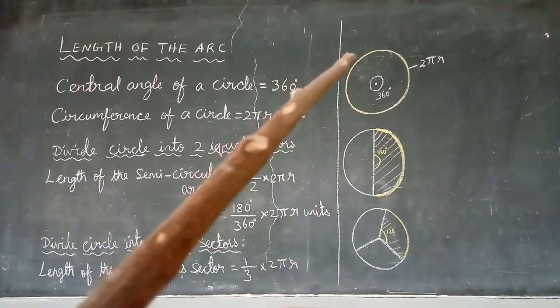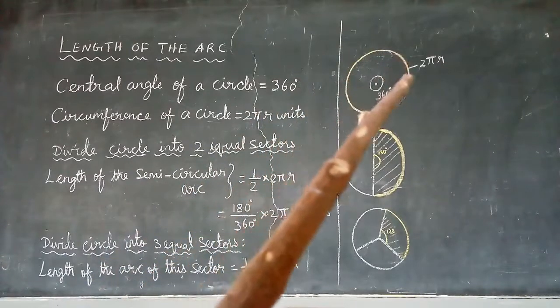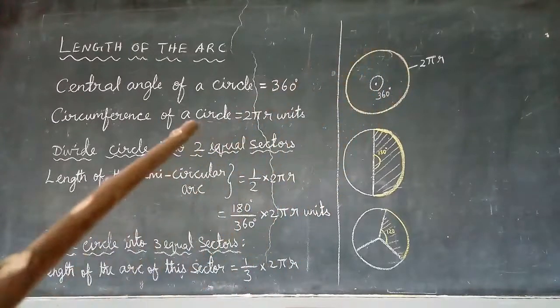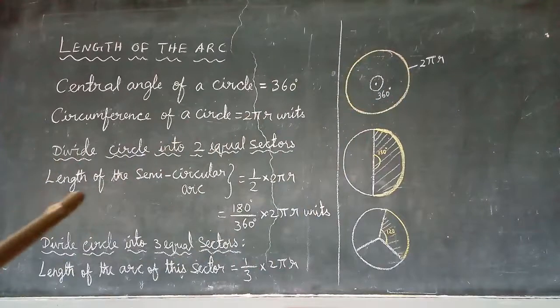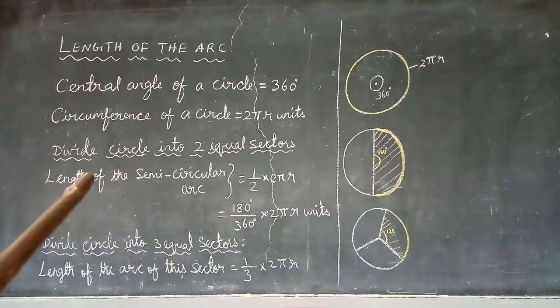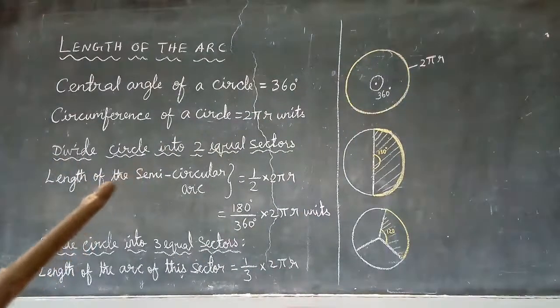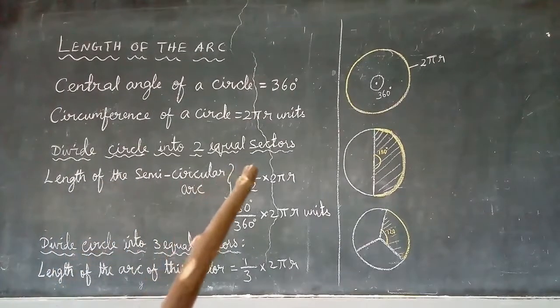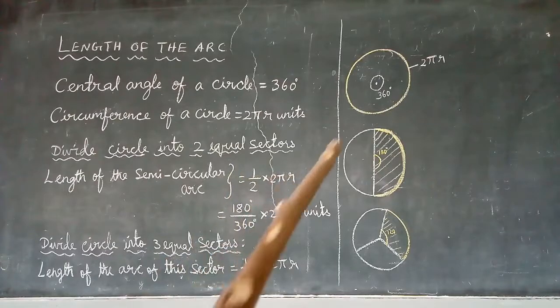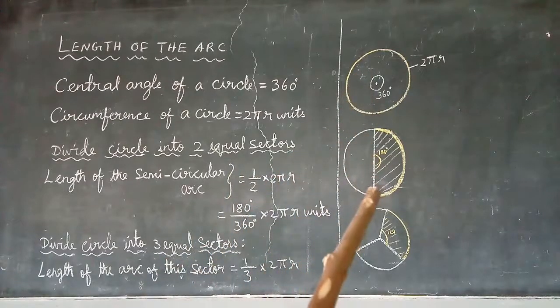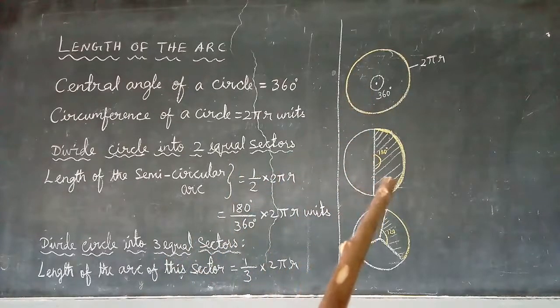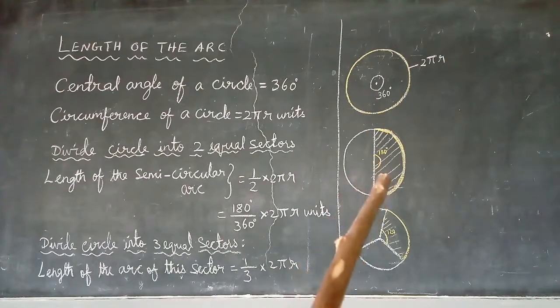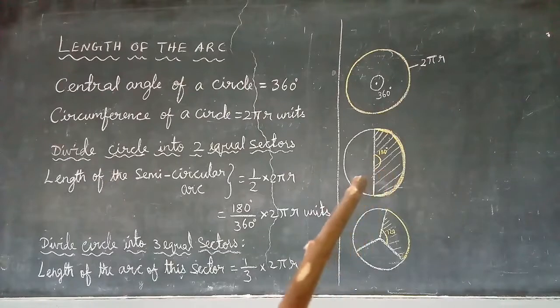But now in a sector, we will see only a small portion of a circle. To find that length, we are going to find the formula. First we will divide a circle into two equal sectors. If we divide it into 2 equal sectors, we get semicircles. This is one sector, this is another sector, and both are equal sectors.